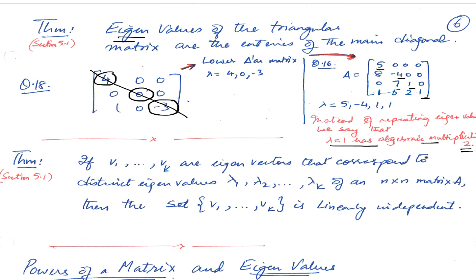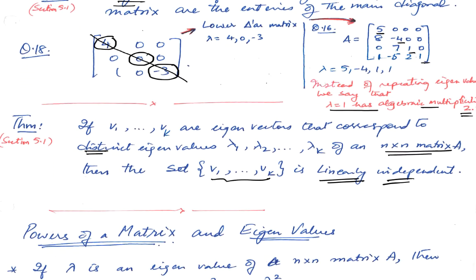Algebraic multiplicity 2. Okay, another theorem: if you have k eigenvectors which correspond to distinct eigenvalues lambda 1 to lambda k of an n by n matrix A, then when you gather all these vectors v1 to vk together in a set, that set is always linearly independent. Remember, our job is to apply this theorem, not to worry about how it came about. Now let's look at powers of a matrix and eigenvalues.